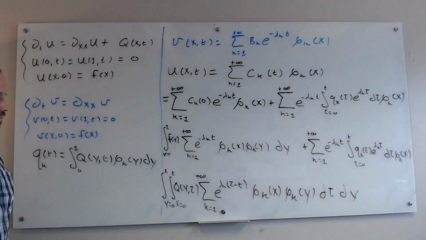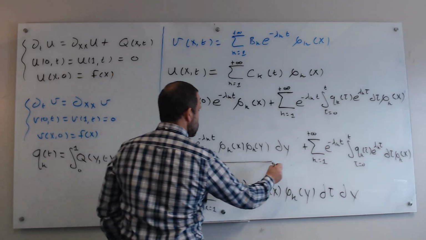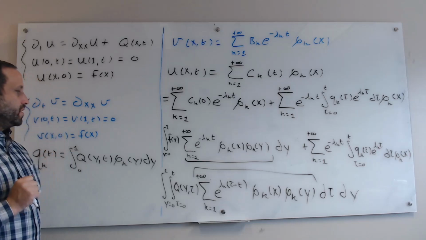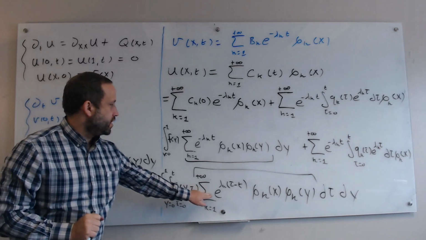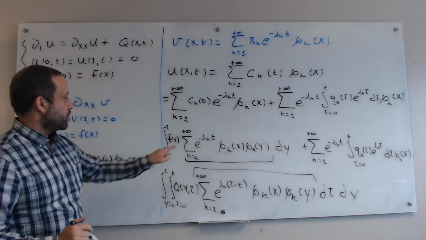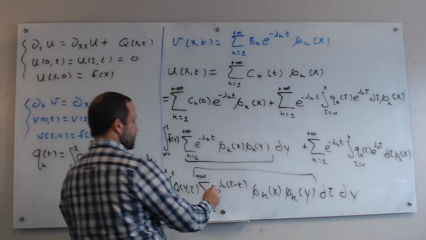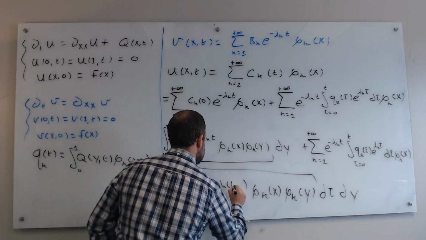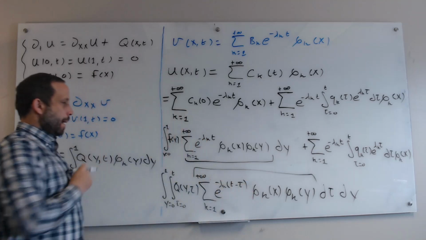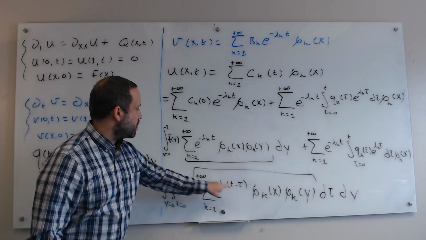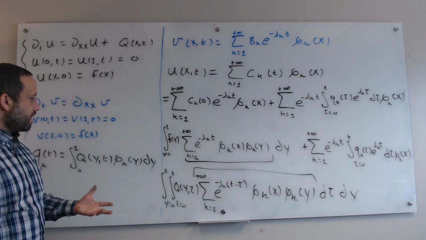Okay, now I want you to observe this. Compare these two functions, this function and this function. What is the difference between this function and this function? The only difference is that, let me actually write this as minus lambda k t minus tau. The only difference is that instead of, I have a t here and a t minus tau here. Other than that, they're the exact same.